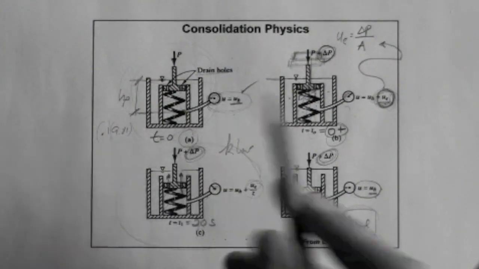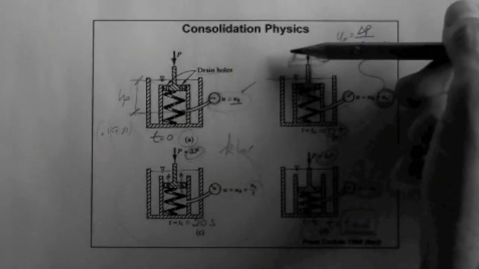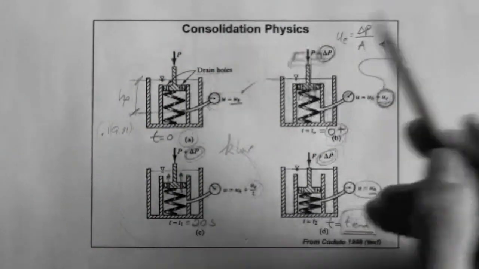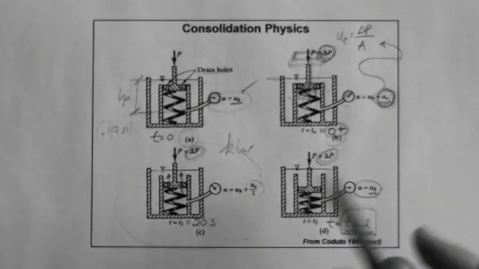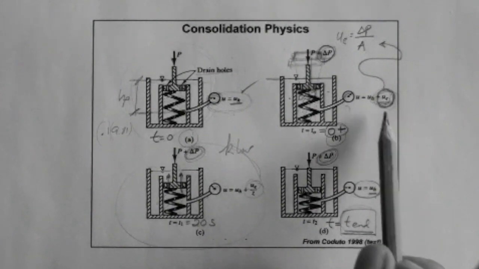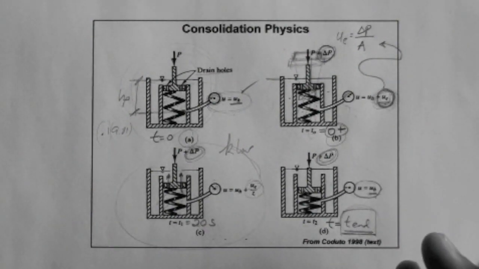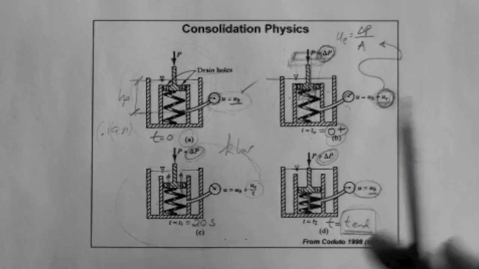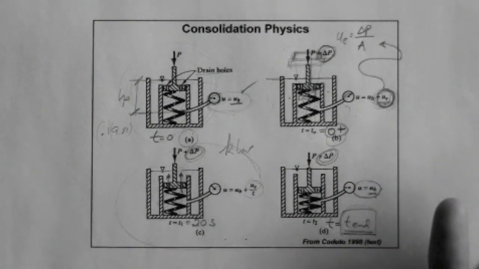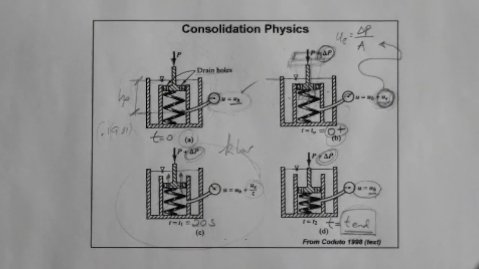But if the drain holes are huge, then of course, as soon as you place the disc, the water is going to squeeze out easily, and it will take less than a second, let's say, for the UE to be dissipated, meaning reduced back to zero. You may not even see the UE. In that case, you have a drained condition. Okay?